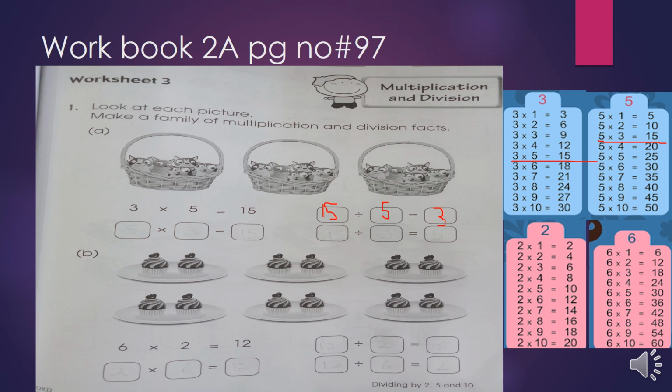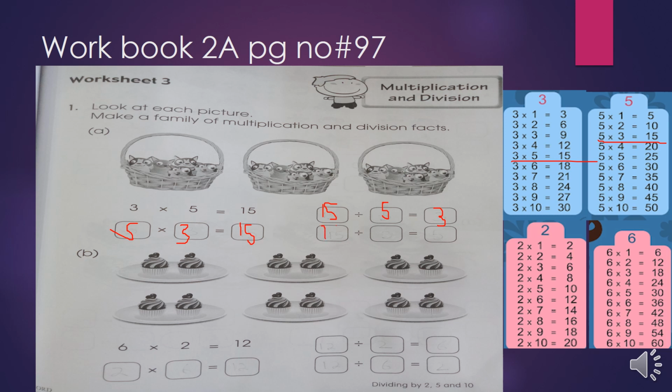Coming to the second equation of multiplication, we only have to flip the numbers, the answer and the value will be the same. There are 5 puppies in each, and we will multiply with 3 baskets. The answer will be the same, 15. So should we make a division sentence from this?